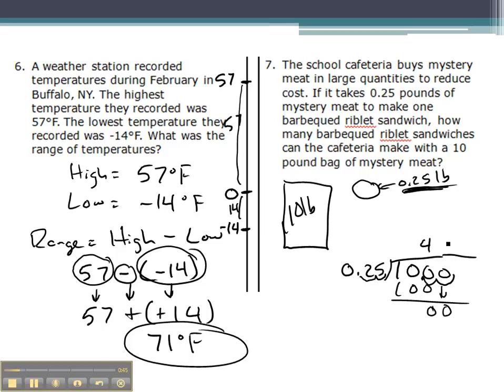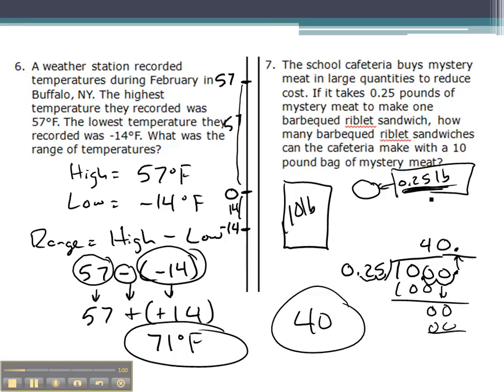And 25 goes into 0 times. Our decimal is lined up right there. So the answer to this is 40 sandwiches. And you know, if you look at this amount, every 4 sandwiches would equal 1 pound. So you'd get 4 sandwiches per pound, or 40 sandwiches for the 10-pound bag.